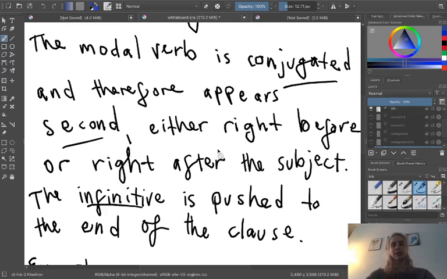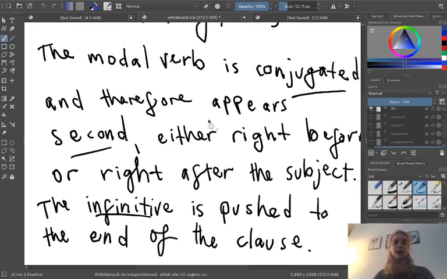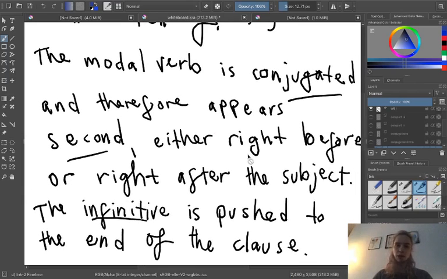So I've said in the past that in a regular German sentence, a statement, our conjugated verb comes second, as the second element of the sentence. And that is going to apply here to the modal verb only, because only the modal verb is getting conjugated. So the modal verb is in the second position, either right before or right after the subject performing the action. And if we have a sentence that's just one clause, the infinitive's pushed to the end of the sentence. Otherwise, it's pushed to the end of the clause.